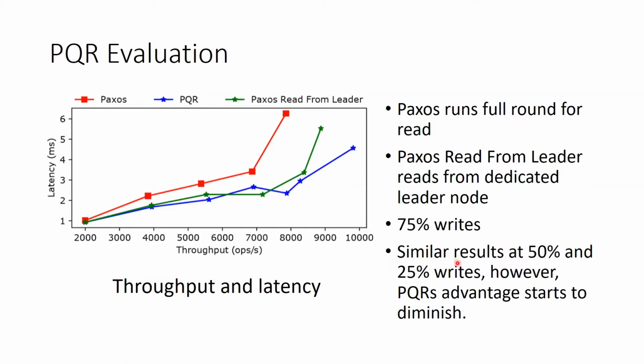Because obviously, if we do 0 writes, then essentially you do PQR all the time. There is no progress, always one RTT. If you do all writes, then you never do PQR. So there is a sweet spot where the quorum read optimization will be the most beneficial.